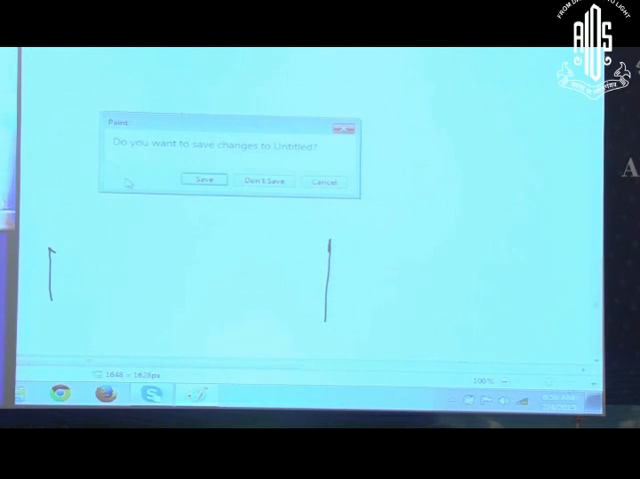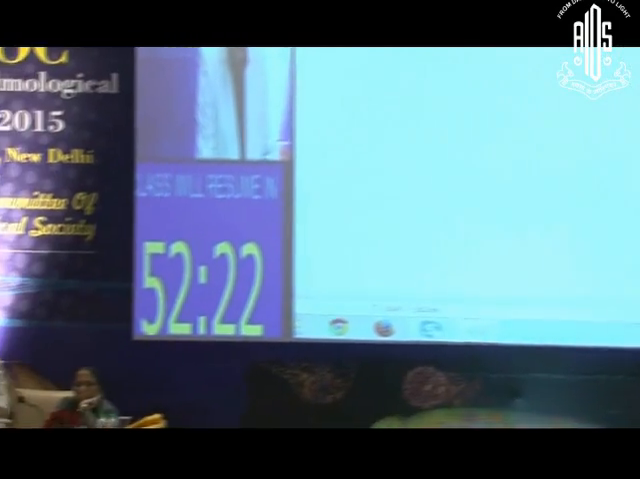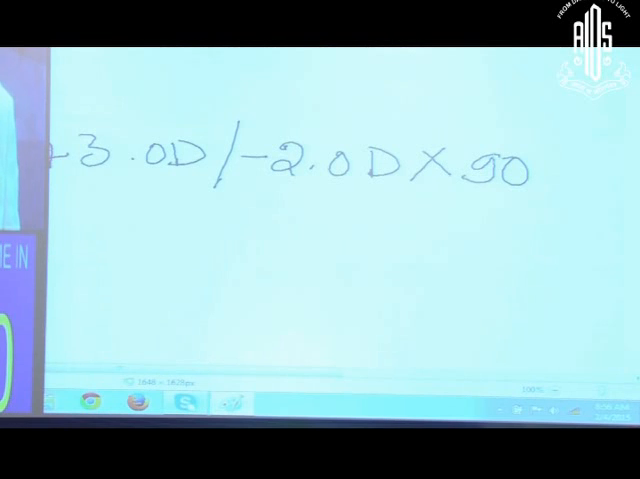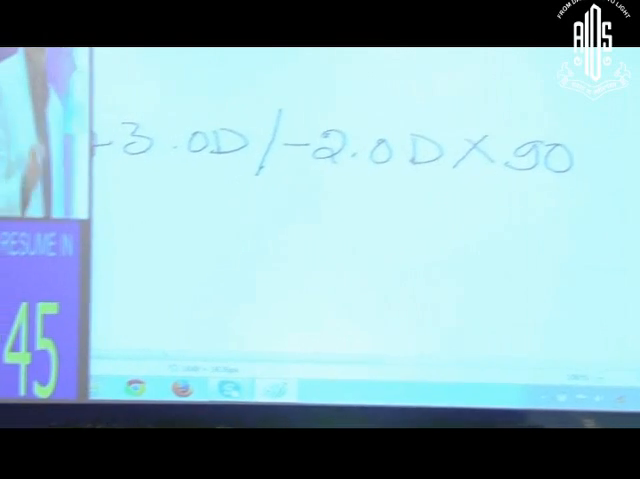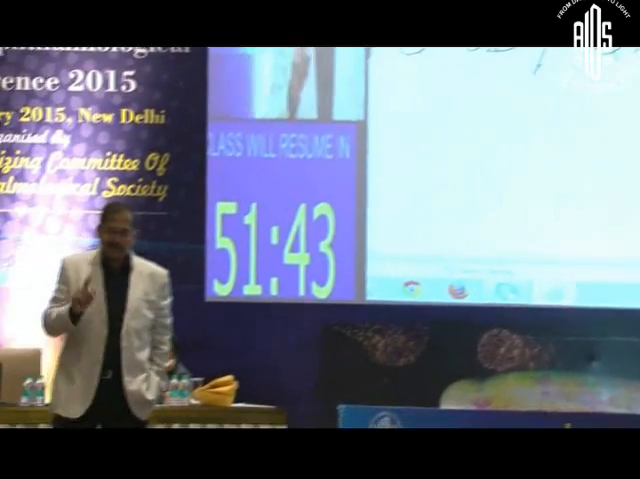Now I'm going to write an example. Please tell me what astigmatism this is. Quickly, I'll give you 4 seconds. +3. There's a mixed opinion. How many say mixed? Quite a strong lobby for mixed. So this is the hitch. When an astigmatism is mixed, the cylinder power is always more than the sphere.